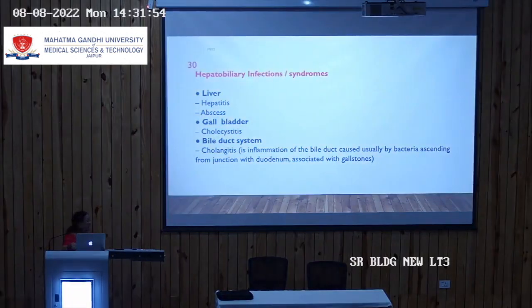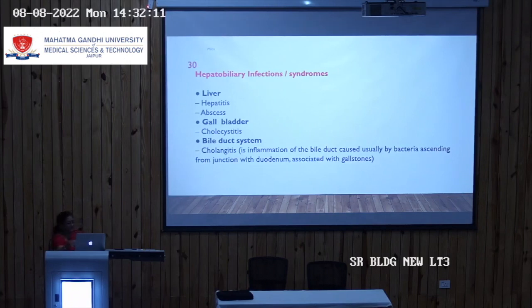Then there are syndromes of hepatobiliary infection. In the liver, it is hepatitis. An abscess can be formed. In the gallbladder, it is called cholecystitis. In the bile duct system, it is cholangitis.